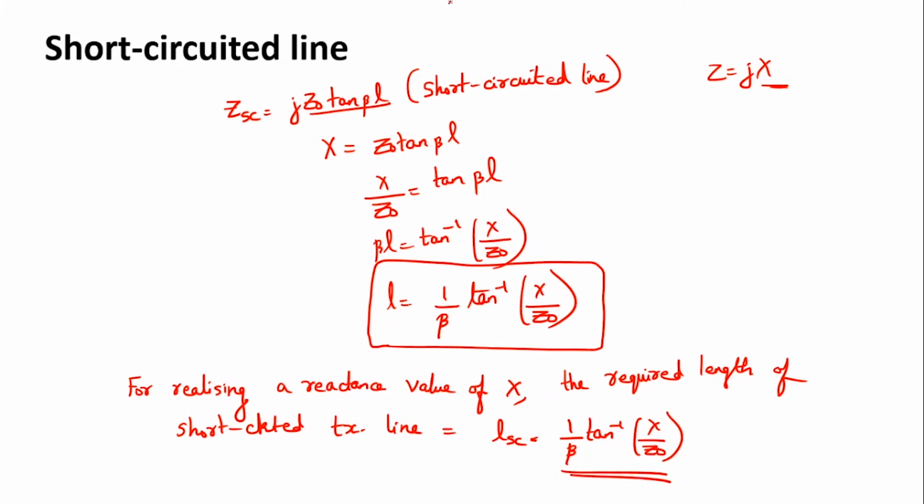Thus we can realize a short circuited line as an inductor with inductance value jωL into l. So this is our first result.